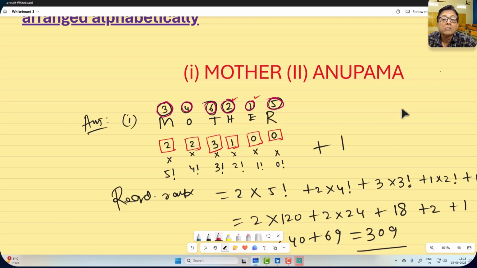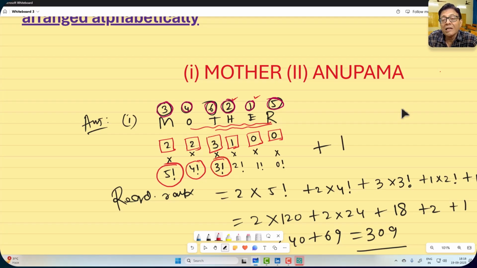Now, you find the number of arrangements of the letters on the right side of M. No repetition. Their arrangement will be in 5 factorial ways. Should agree? Because 5 letters, no repetition, factorial 5. Right side of O, how many are there? 4. Their arrangement can be done in 4 factorial ways. Right side of T, how many are there? 3. Their arrangement can be done in 3 factorial ways.